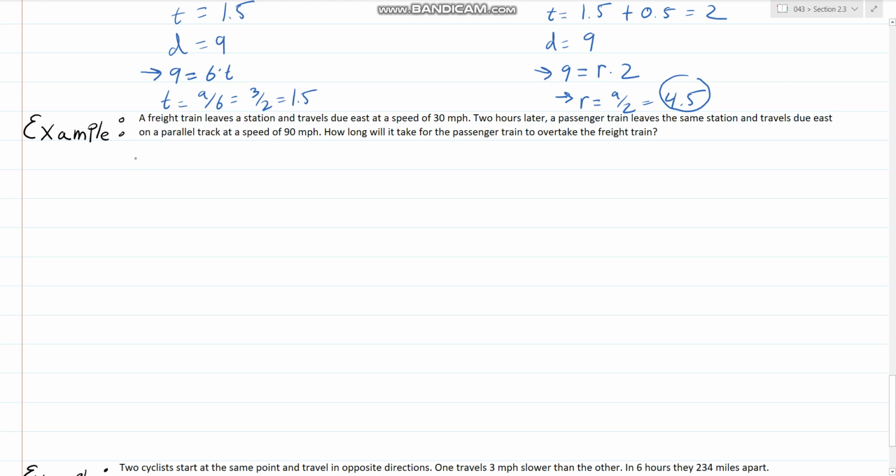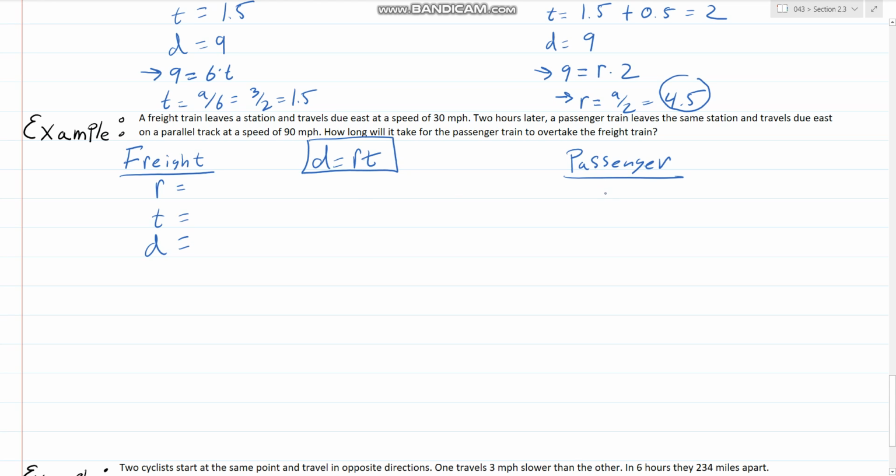So this is kind of a classic algebra question, and there's a lot to unpack, but the first thing I'm going to do is write freight, and I'm going to write everything I know about that train, and passenger, and then everything I know about that train. Okay, again, this is a distance, rate, time type of problem, so I need to know that equation. And what is the rate, time, and distance of this train?